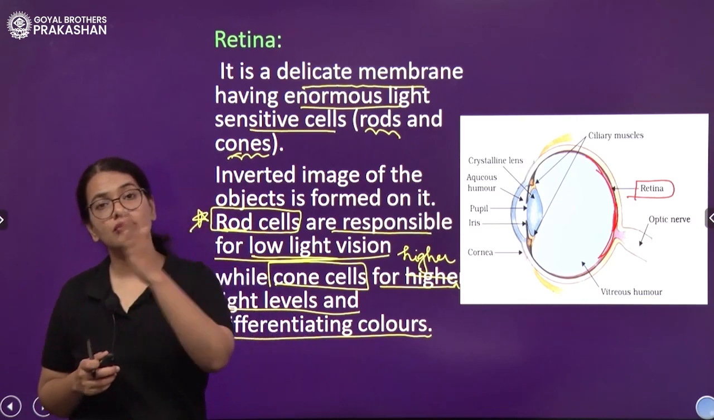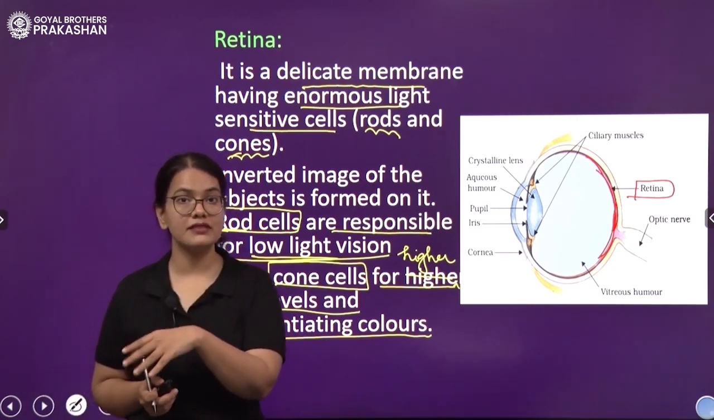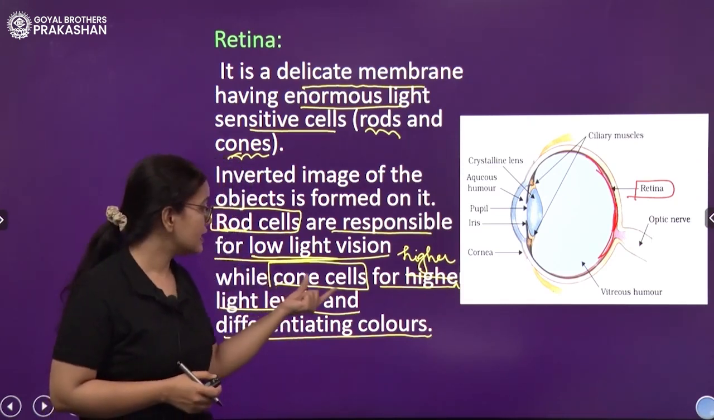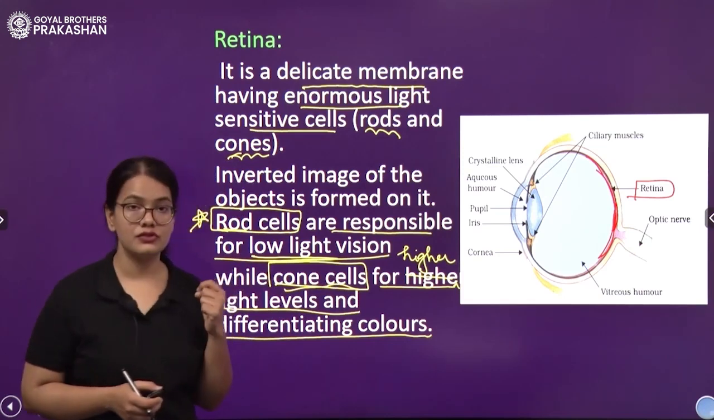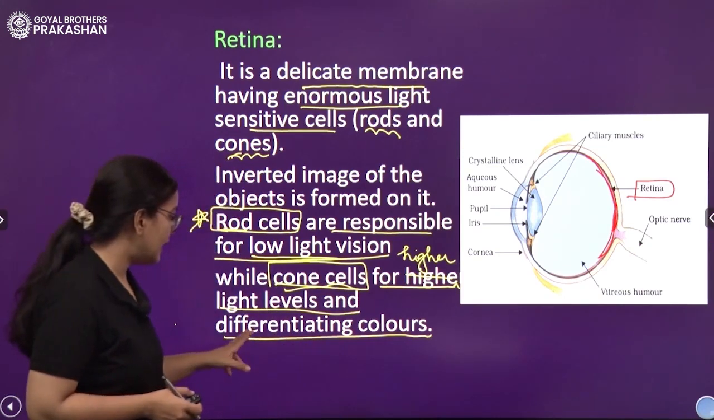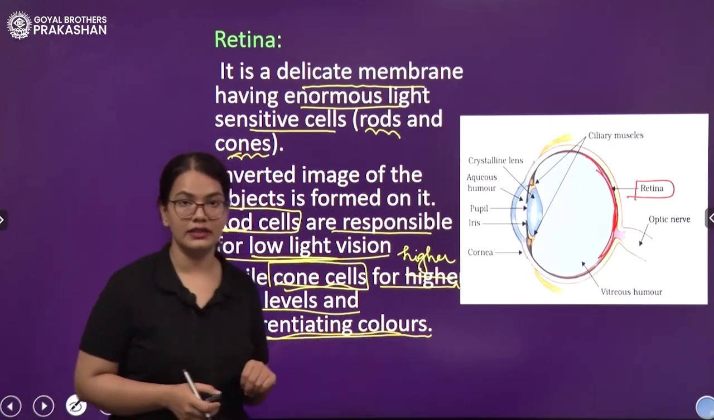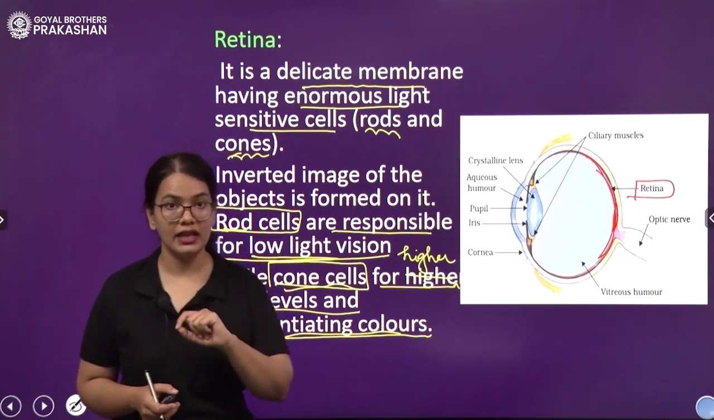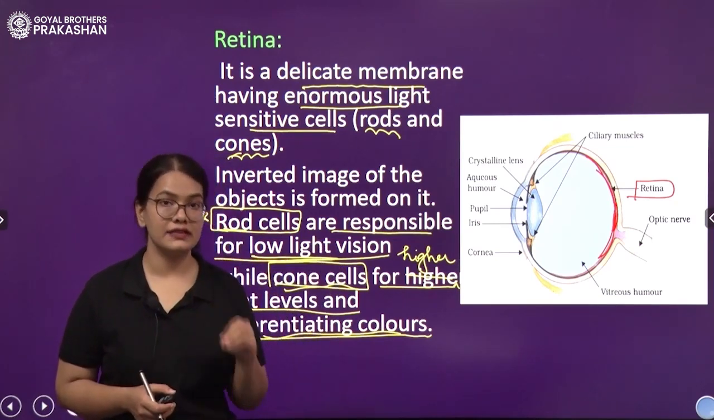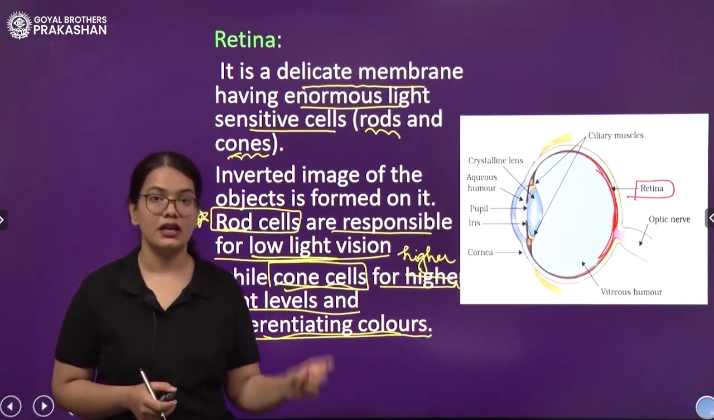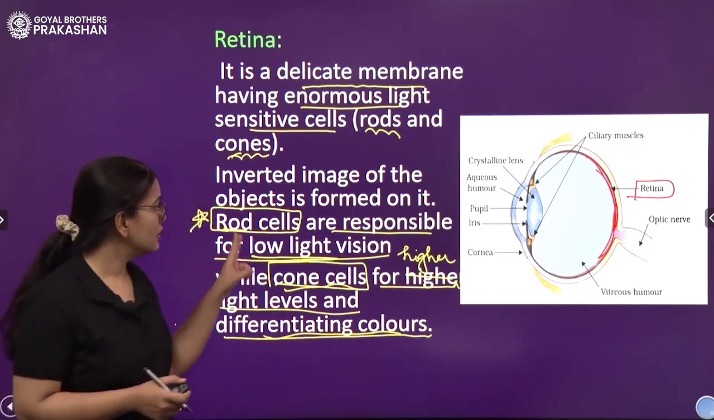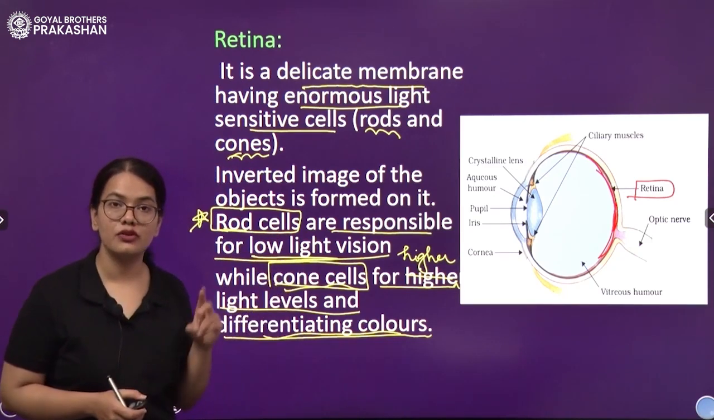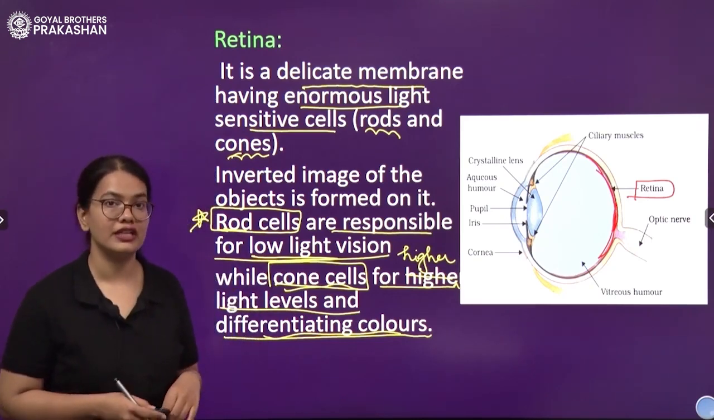But as soon as you go to a place where you have lot of light, suppose you go in the sunlight in the daytime, so in that case, it is the cone cells that help to form the image, and they help in differentiating colors as well. Okay, so what we have discussed, we have a retina. It is a very thin membrane and it has lot of light sensitive cells which are rods and cones. What is the difference between rods and cones? Rod cells are responsible for the low light vision, while the cone cells are responsible for the higher light vision and for differentiating colors.